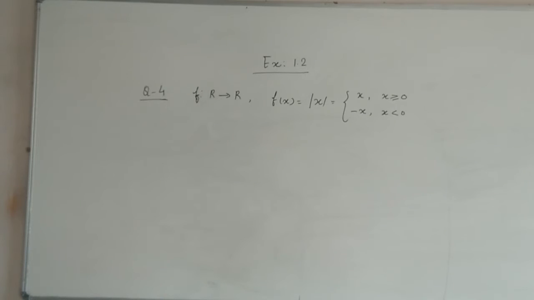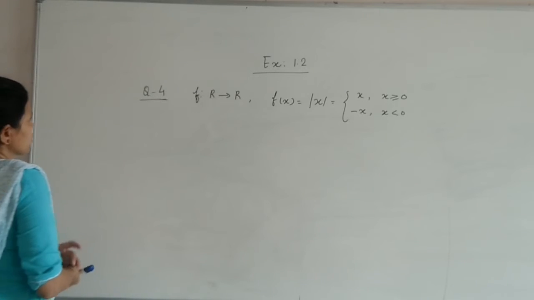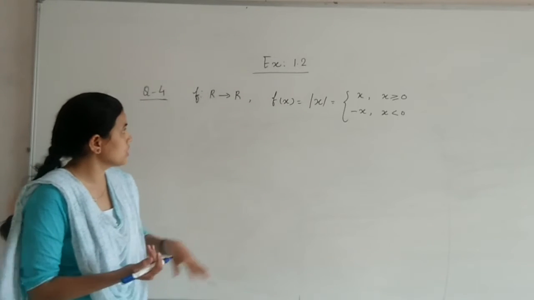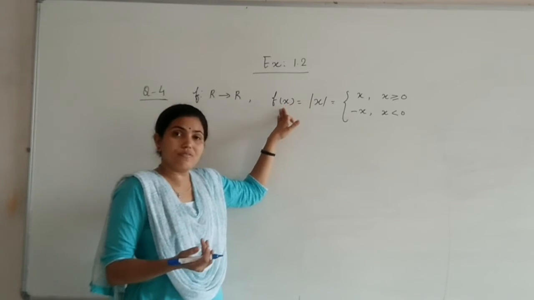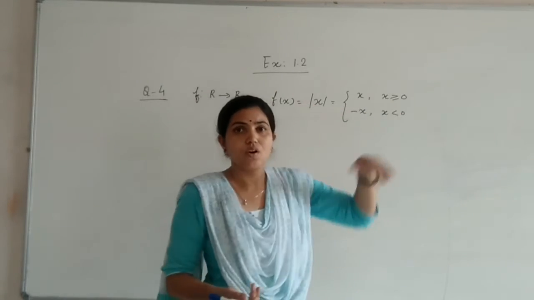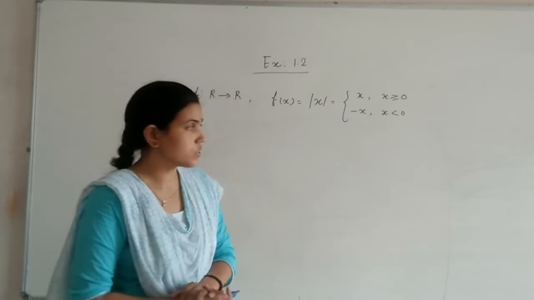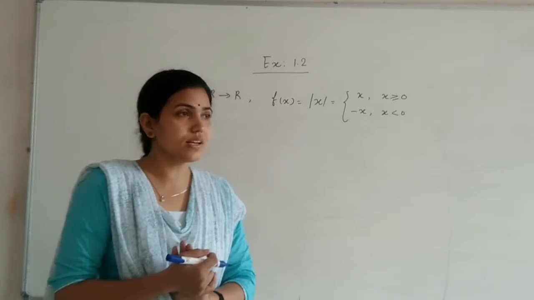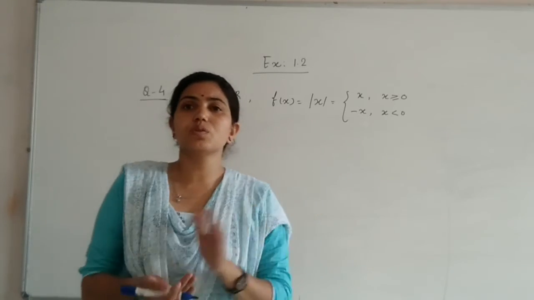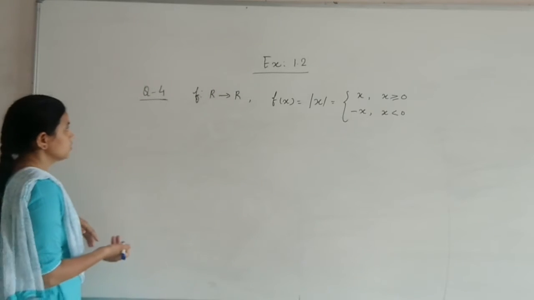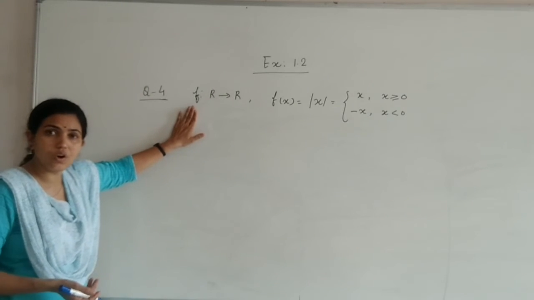So now students, our question number 4 is: a function f is given as a modulus function, defined from R to R, a real valued function. So f of x is equal to modulus of x, defined as x for all x greater than or equal to 0, and minus x if x is less than 0. So this is the definition of the modulus function that we know. Now let me find out whether the function is 1-1 or not.